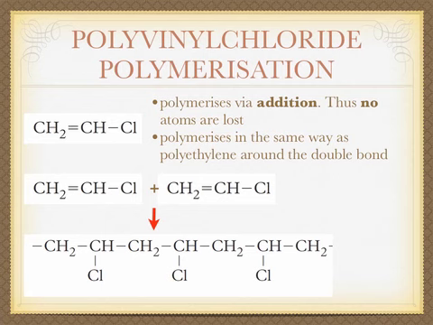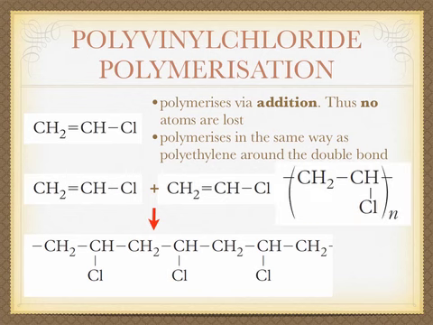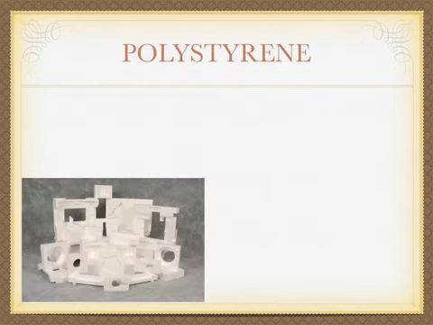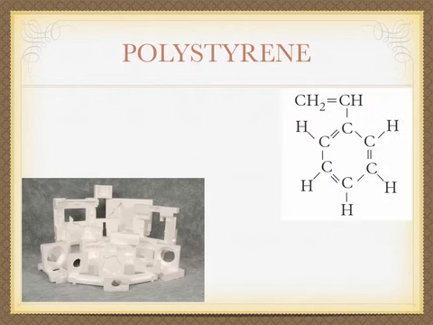Many vinyl chloride monomers, or many chloroethenes. You could represent it then as a section of chloroethene in brackets to the n, where n represents a number from a few hundred to a few thousand. Now the third addition polymer that you need to be familiar with is called polystyrene. You're used to seeing polystyrene in packaging and insulation.